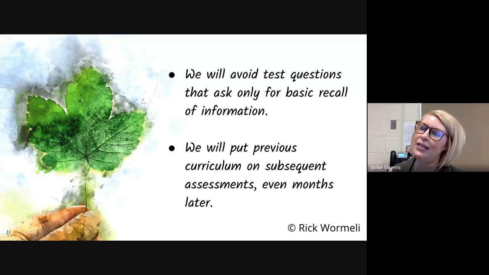And here's one that is a little bit less common, I think. We will put previous curriculum on subsequent assessments, even months later. Rick Wormley is actually, I would maybe say, a little extreme with this, but he does standards-based assessments. And if he is teaching a student and 3 months later he asks them to perform an assessment of information from 3 months ago and they can't do it, he will go back and change their grade from 3 months ago because he says they obviously really didn't learn it yet then.